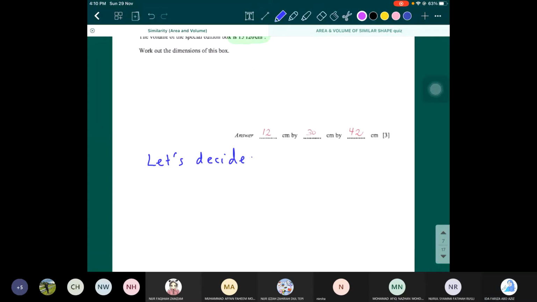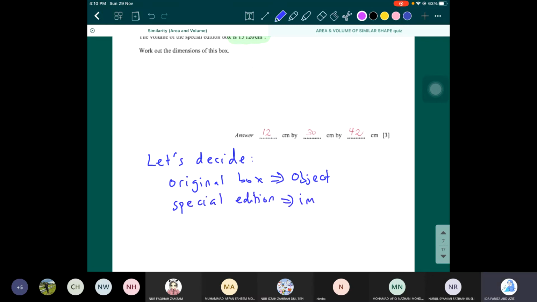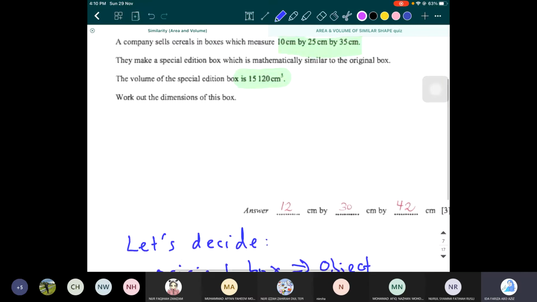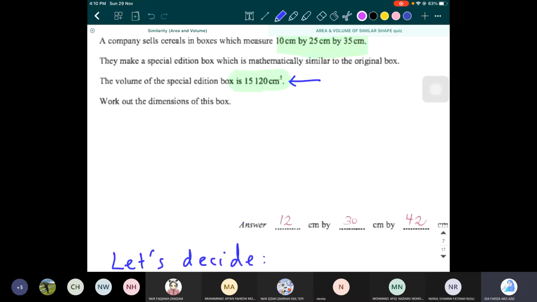So, let's decide original box as object and special edition as image. Jadi, the volume of special edition dalam soalan ni adalah VI. Kita angkat dia sebagai volume image.